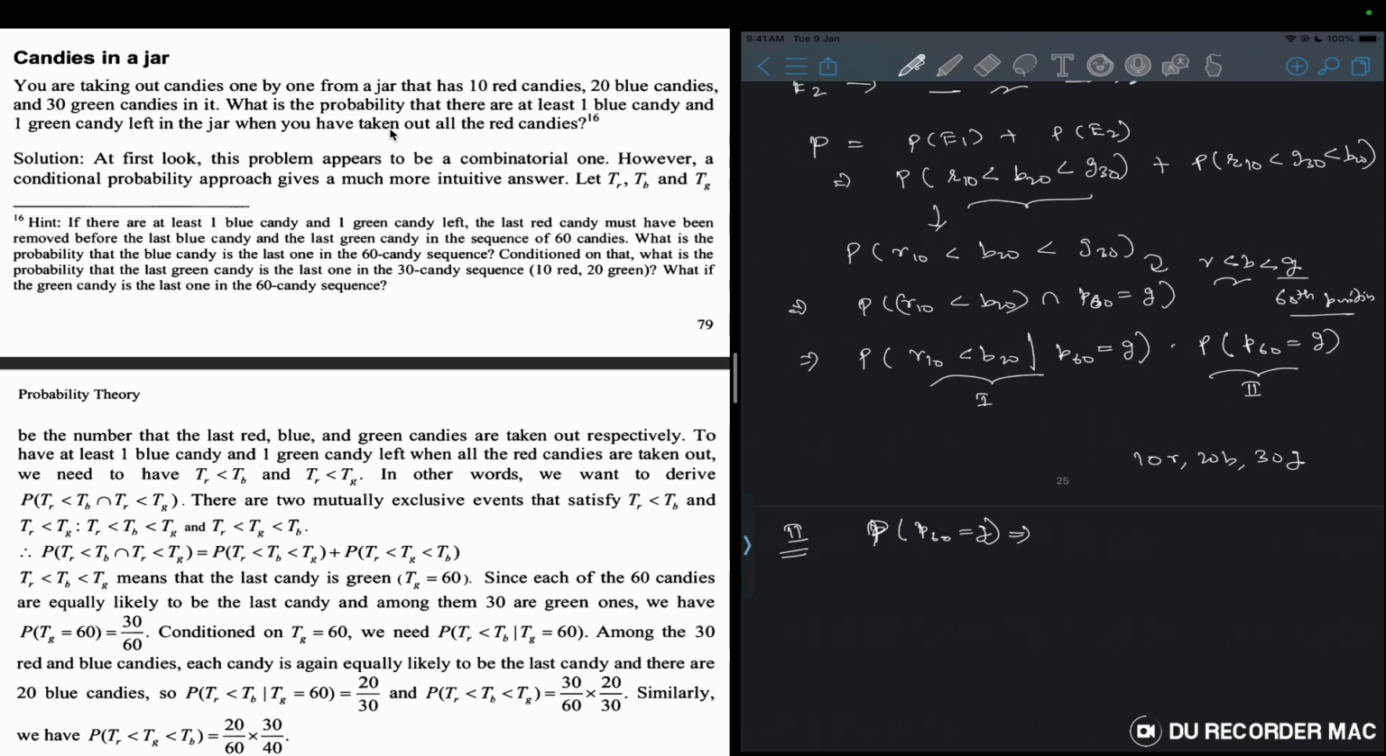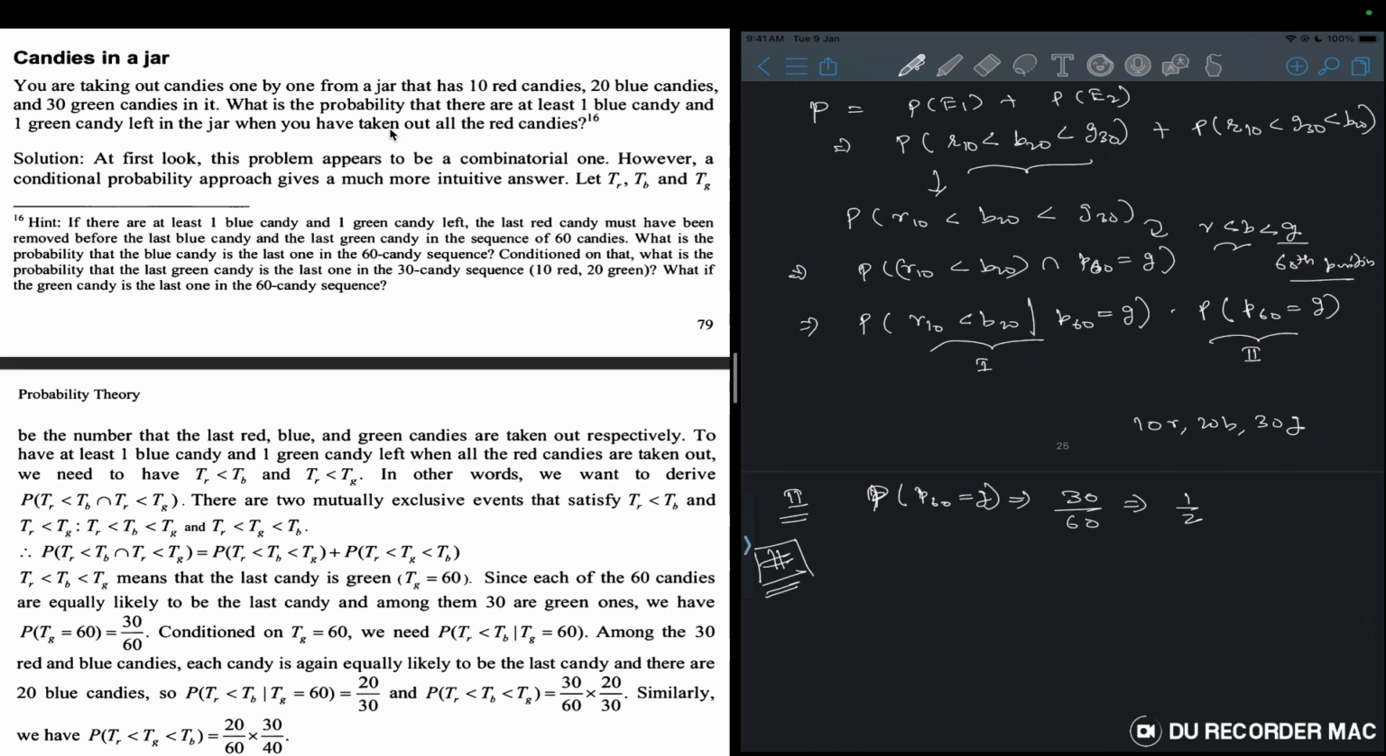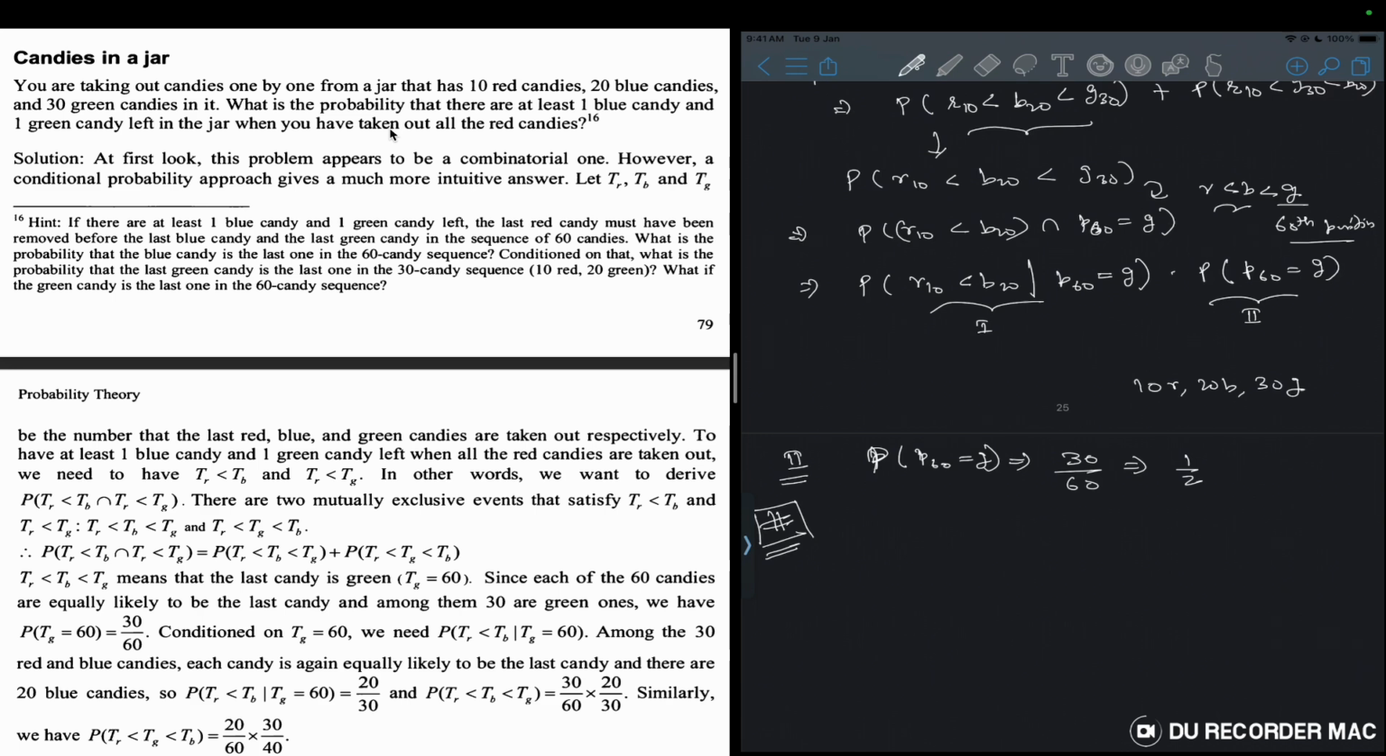Now if you had seen the solution, it is simply mentioned that the probability that the last position is green is 30 upon 60, which is 1 by 2. But this is point number 1, so I'll denote it by a hash, where I'll go deeper into trying to convince you. So how has this come to 30 by 60?